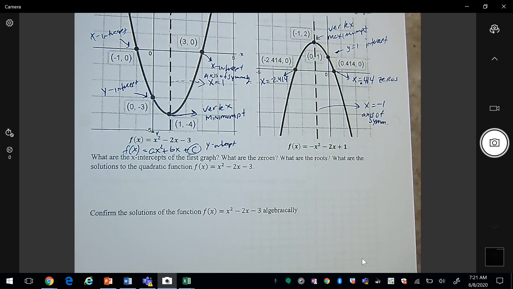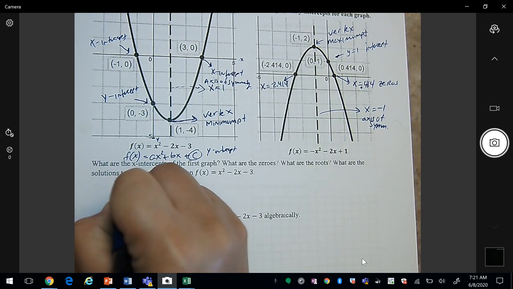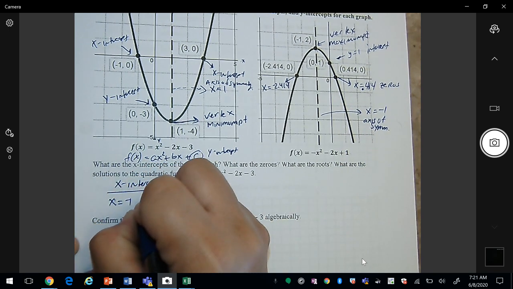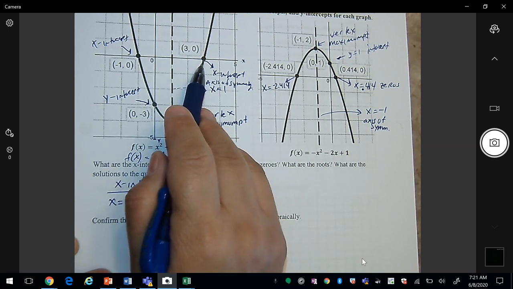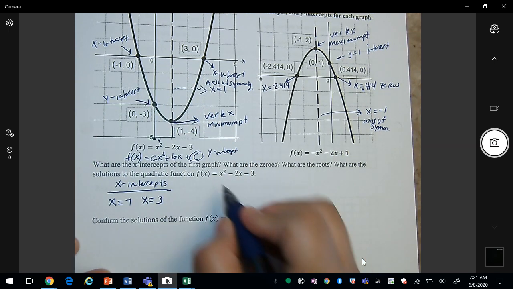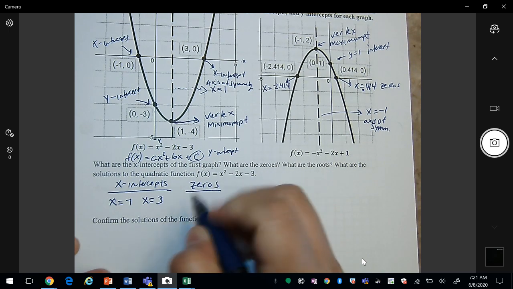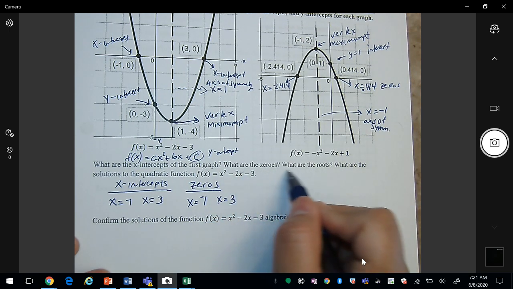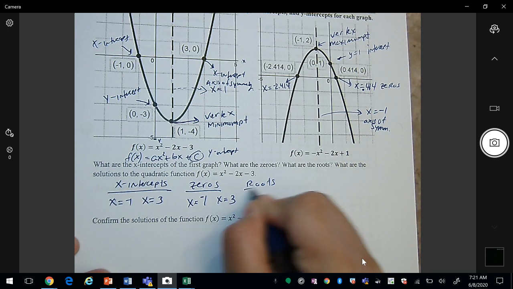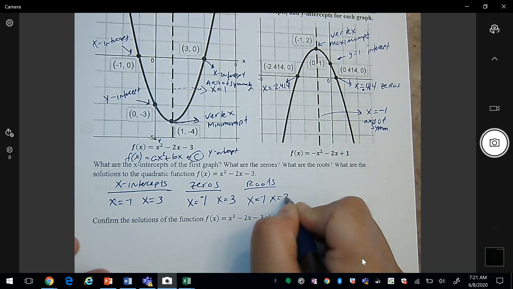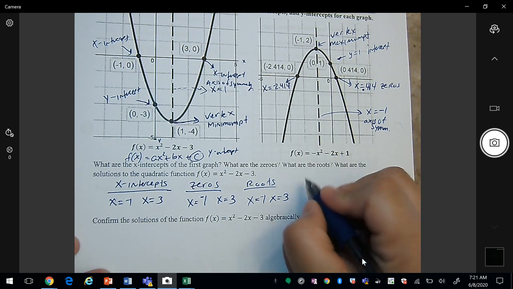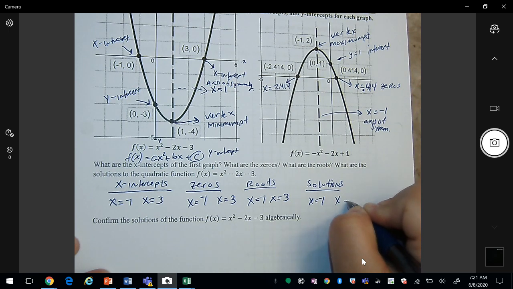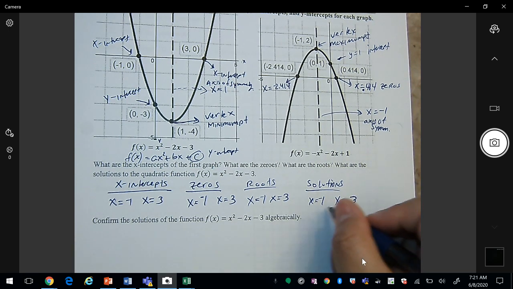What are the x-intercepts of the first graph? The x-intercepts we said were x = -1 and x = 3. So these two points. What are the zeros? Zeros are the same thing as x-intercepts, just a different name. What are the roots? Roots, again, is the same thing. It's just a different way of asking for the same thing. And then solutions. Those are all going to be the same thing.